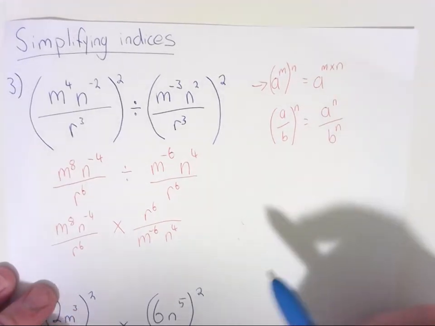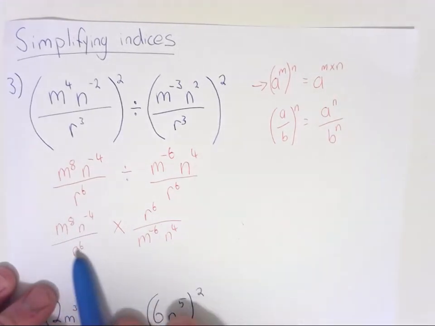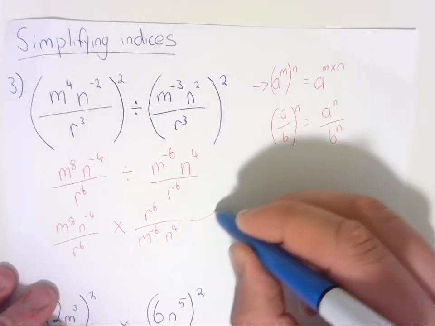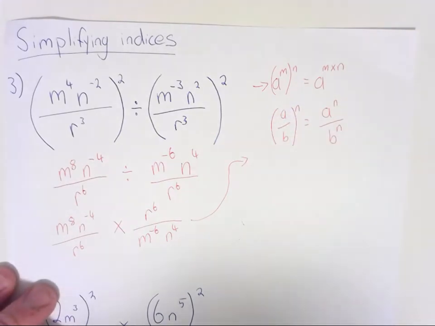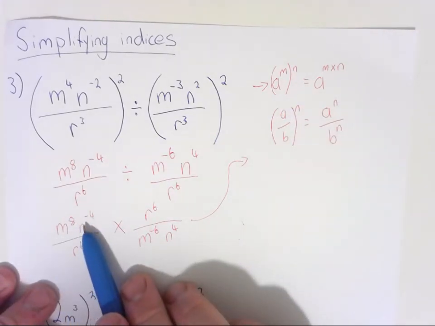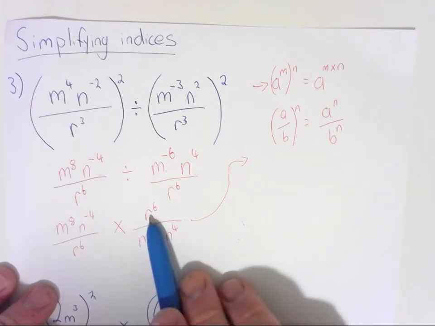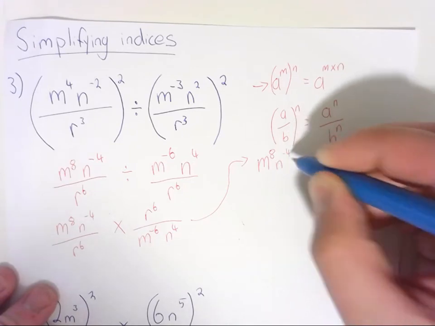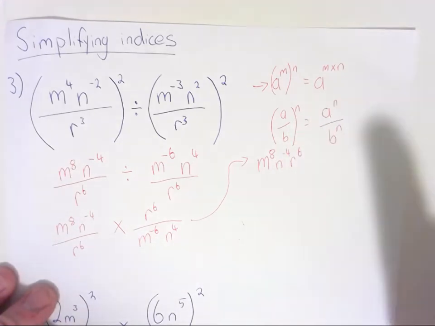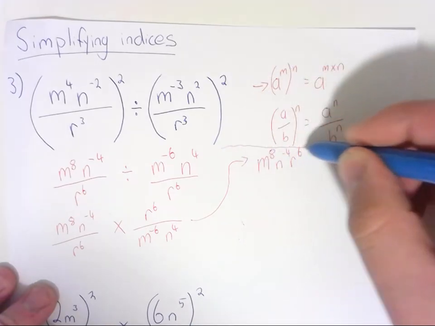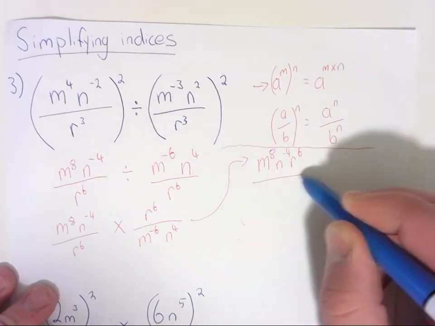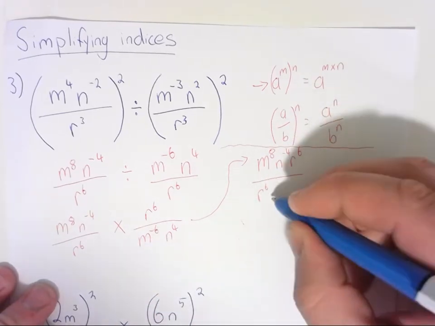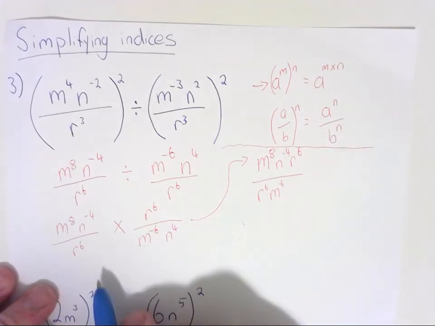So then what I can do when I multiply my fractions, I just multiply my top to get my new numerator, then multiply my bottom to get my new denominator. Now I'm just going to continue this up here a bit so I have enough space. So m to the 8, n to the negative 4 times by r to the 6 becomes m to the 8, n to the negative 4, r to the 6. We just kind of combine it all. Then that goes over r to the 6 times by m to the negative 6 times by n to the 4.